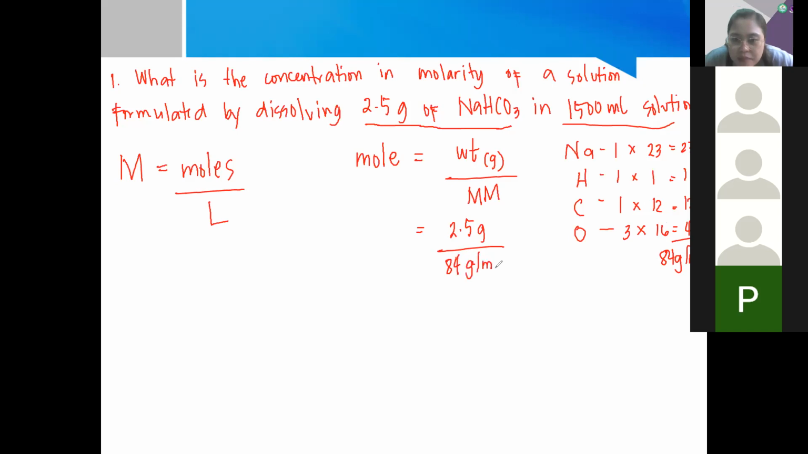84 grams per mole. Okay, cancel the grams. You will be left with a mole per mole actually, pero if you divide that, you will get the reciprocal. So mole pa rin yung kanyang unit. 2.5 divided by 84. Again, please do not round off during the process. Just round off the final answer. So we have to be patient with a lot of numbers here.